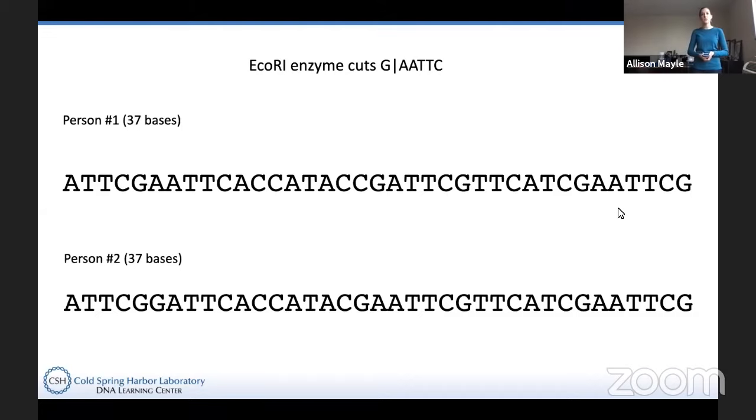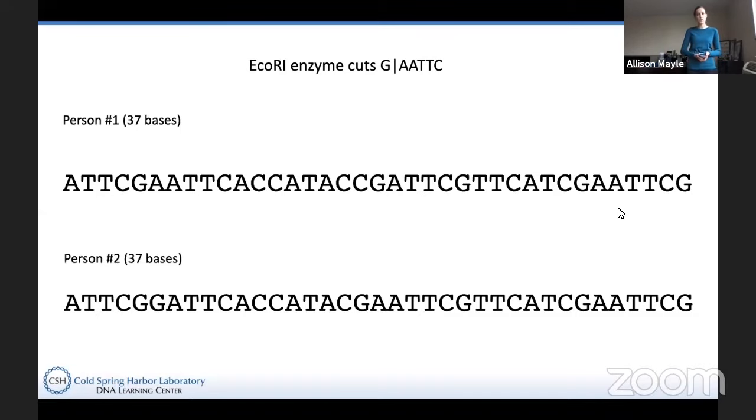But you can see that these two people have mostly the same DNA. All right, so let's imagine though that we cut this DNA up with EcoR1. So I wrote there at the top, you can see EcoR1 enzyme cuts GAATTC, cuts between the G and the A.